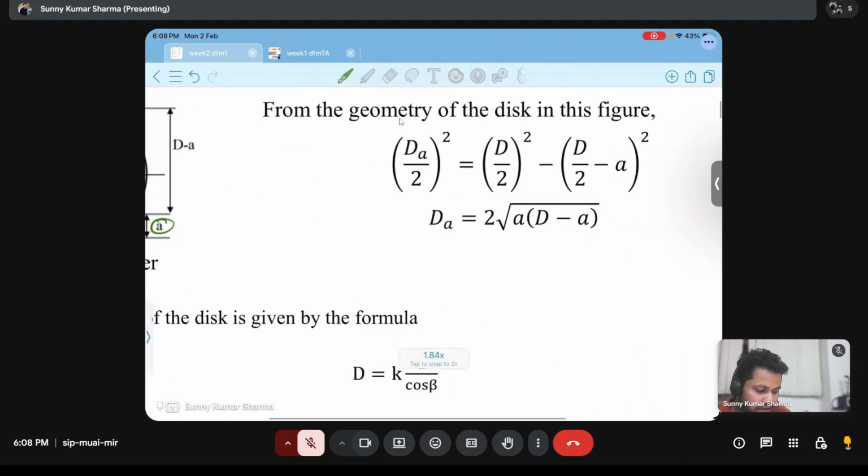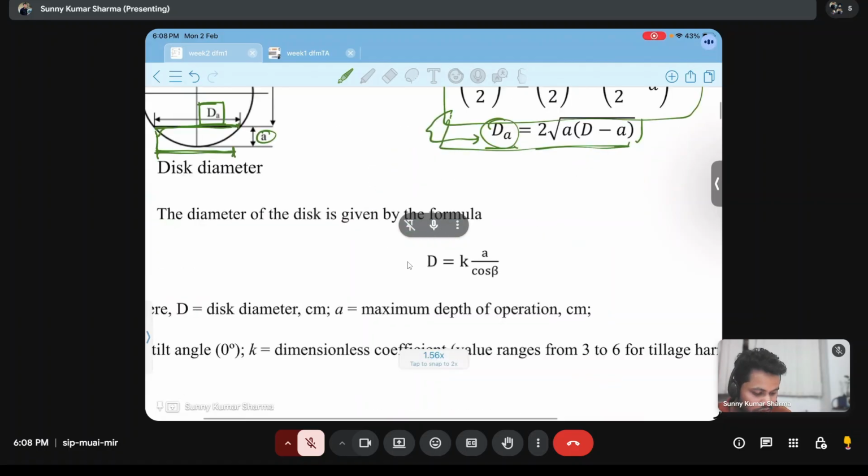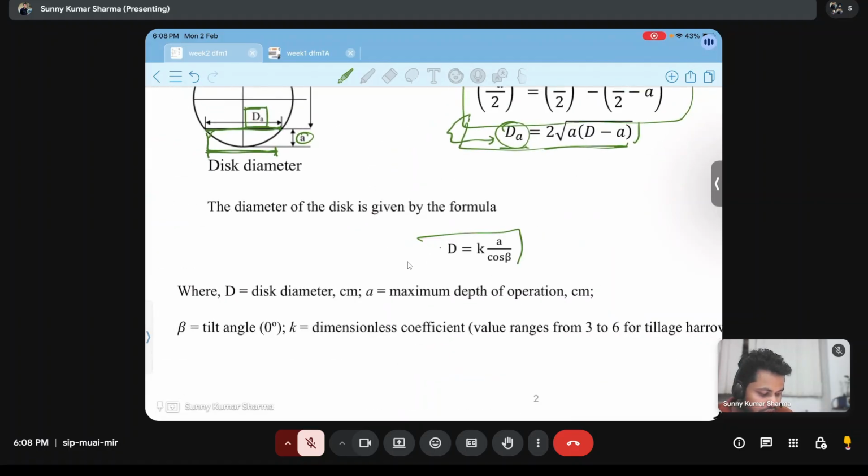From geometry we get this formula, and when we solve it, the diameter at this depth comes out as 2 root under a into (D minus a). You can do this by yourself also. And this formula you can remember for the diameter of the disc: D is equal to 2a by cos beta, where beta is the tilt angle. In case of a harrow, the discs are vertical, so in that case beta is equal to 0.